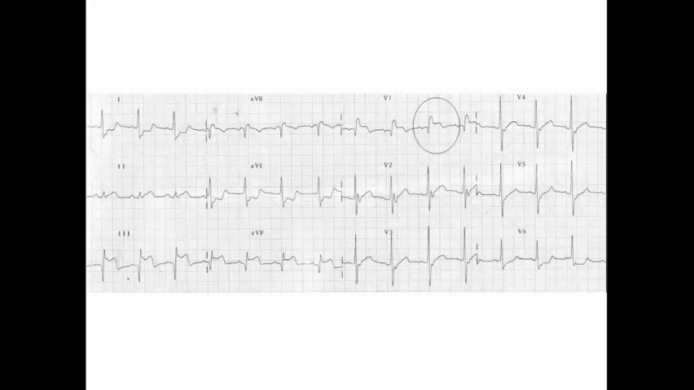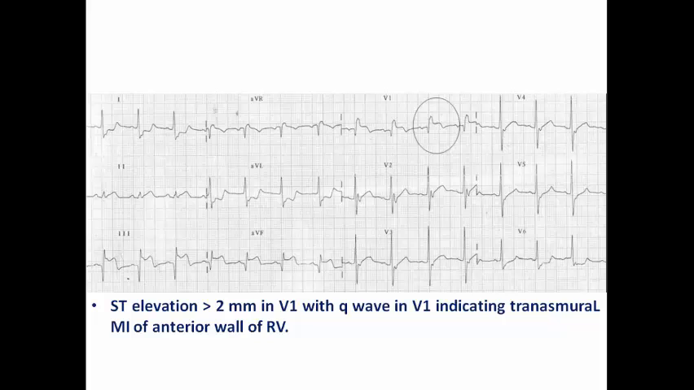Here in this ECG, we can see ST elevation in the inferior leads with reciprocal depression in 1, AVL, and also in V5, V6. But there is an important sign, with the circle pointing to ST elevation in V1. Of course, the ST elevation here in V1, which was more than 2 mm with Q wave, indicates transmural MI of the anterior wall of RV. So it is not a sign of anterior STEMI.